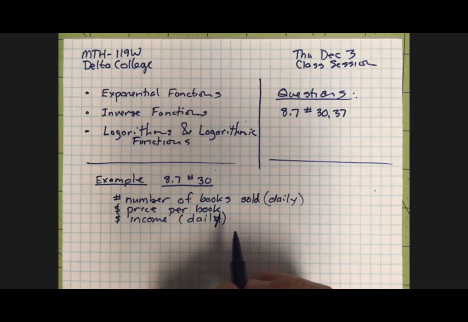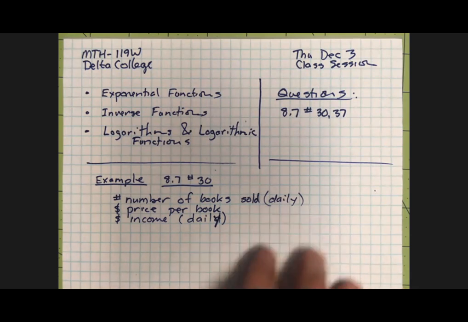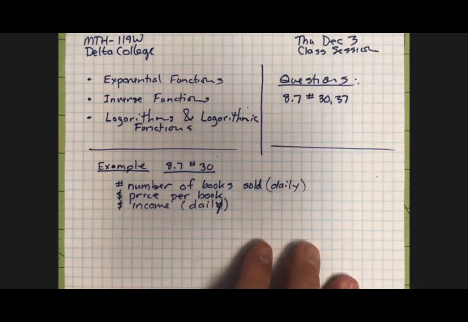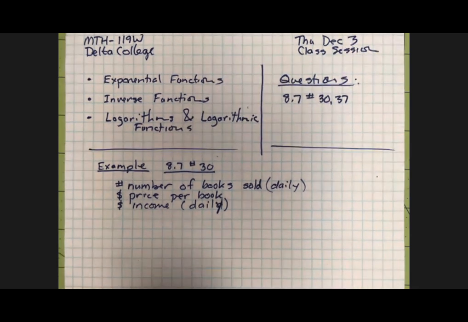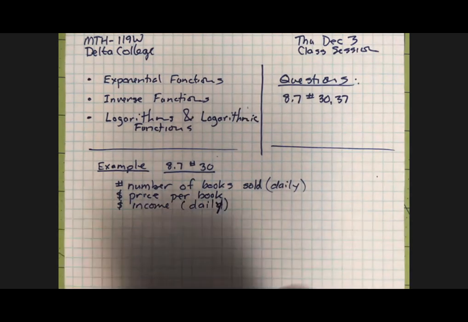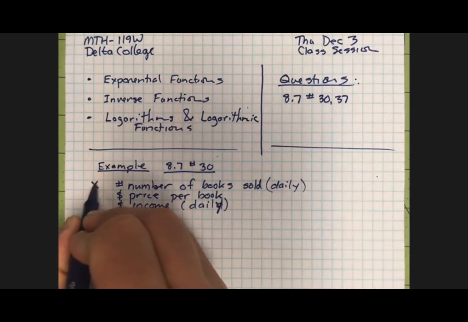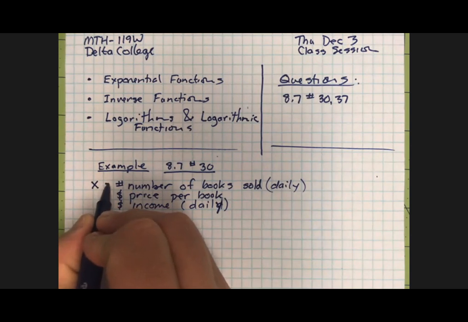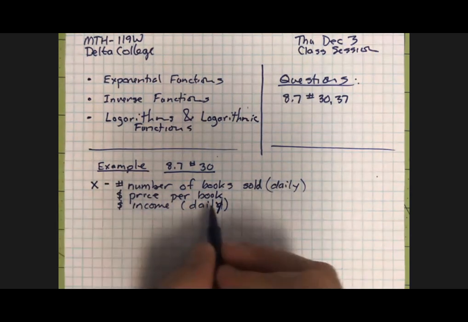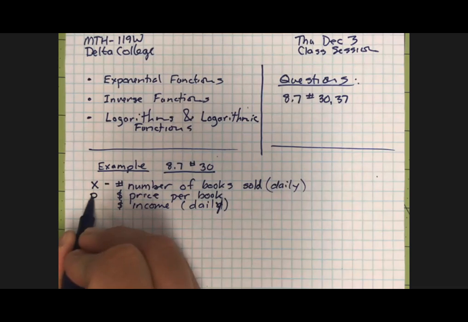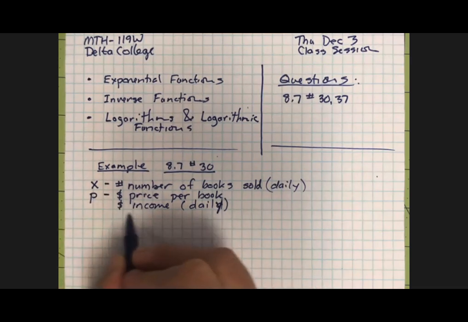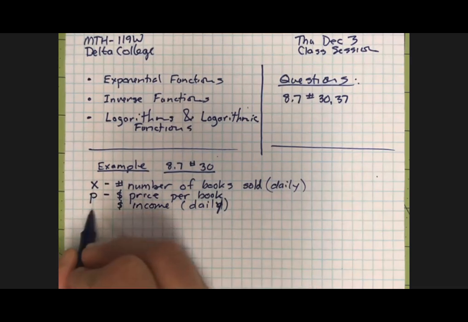So let's set some variables for these, because we got to go from words to formulas, words to equations. Number of books sold each day, let's call that X. Price per book, we can call that P. And income, another word for income is revenue, fancier word. Let's call that R.